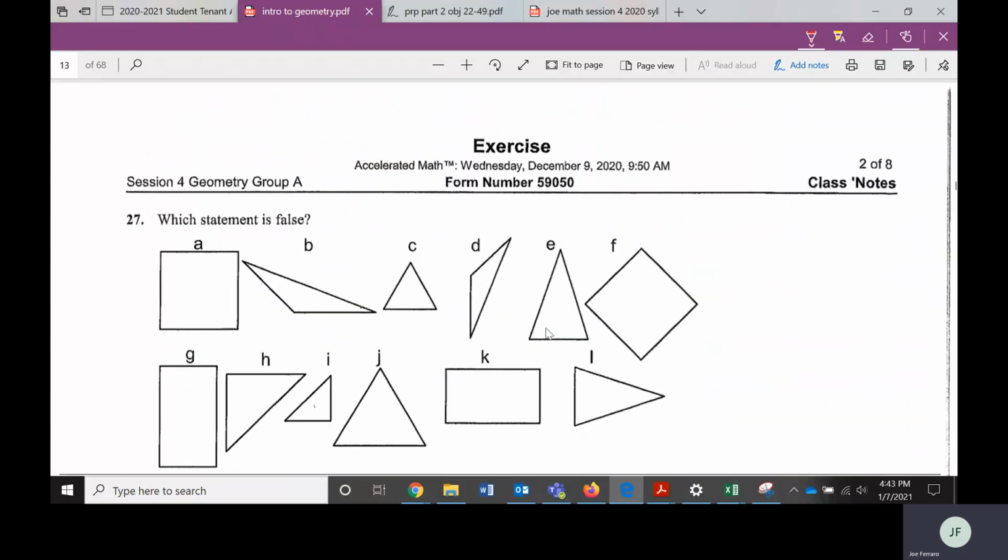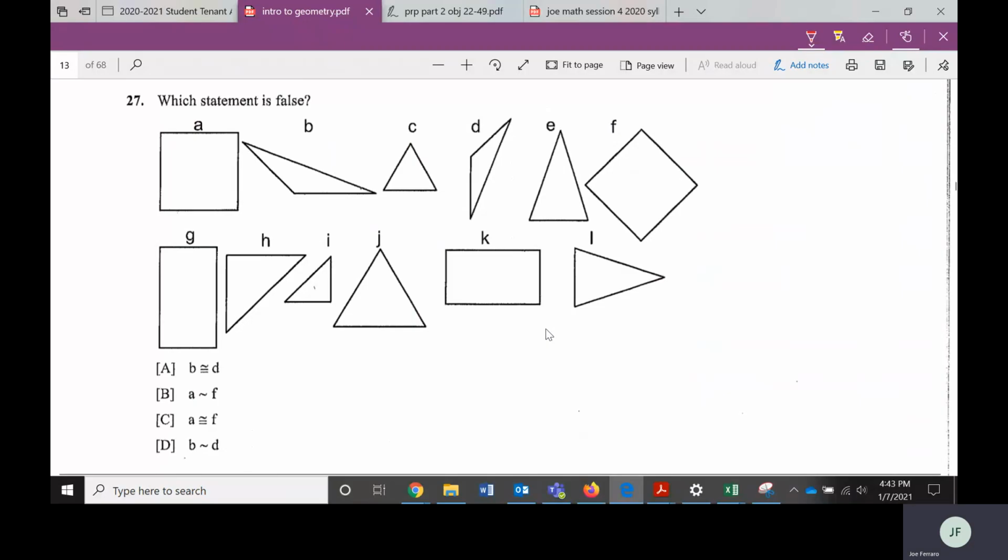Next page, 27 is a little bit of a quicker one, but you got to take your time here. It says which statement is false. So you got to go through all 4 of these statements and make sure. The first one, B is congruent to D. Now they look similar, but that sure does look like they're not congruent. So for now, I'm going to write false. And if you're very confident, you could be done right now. But let's look at these.